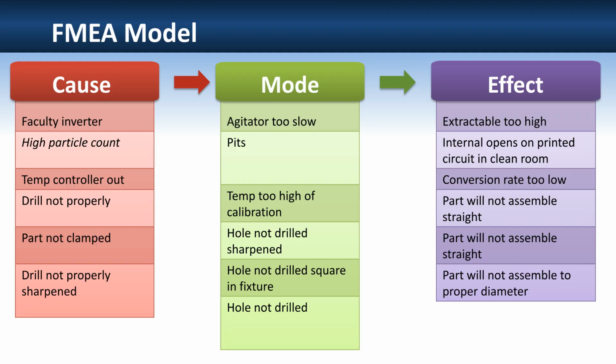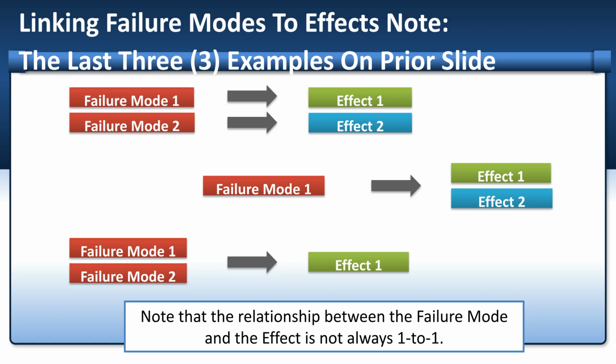The FMEA model illustrates the chain from cause to mode to effect. For example, a faulty inverter is a cause, leading to an agitator that is too slow, which is the mode, resulting in an extractable that is too high, which is the effect. Note that the relationship between the failure mode and the effect is not always one-to-one. Multiple failure modes can lead to the same effect, or a single failure mode can lead to multiple effects.